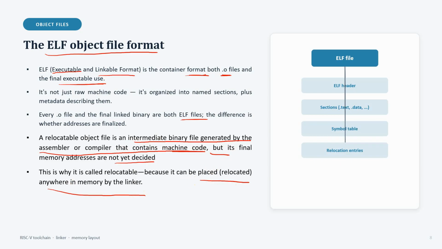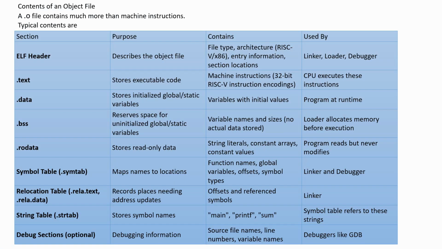Now let us see the format of this .o file which my assembler has generated. The first section is the ELF header. This section describes the object file, like what file type and what architecture it uses, and the entry information and section locations. This section is used by the linker, the loader or the debugger. The next section is .text. This stores the executable code, that means the machine instructions, the 32-bit RISC-V instruction encodings, which the CPU is going to execute.